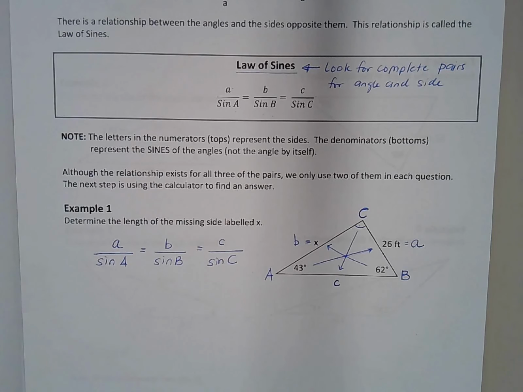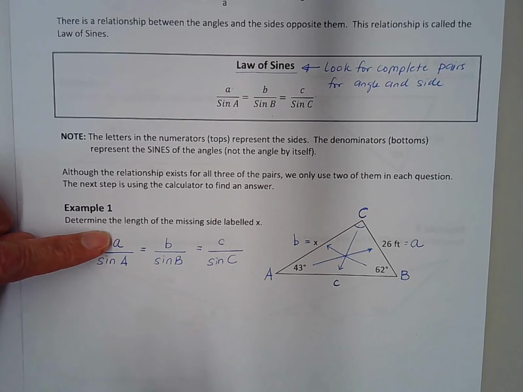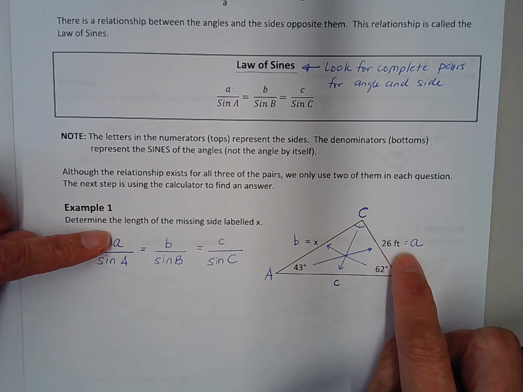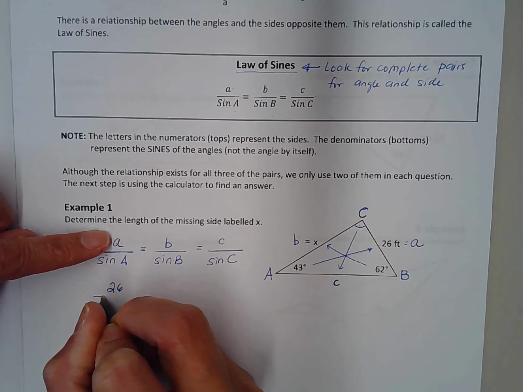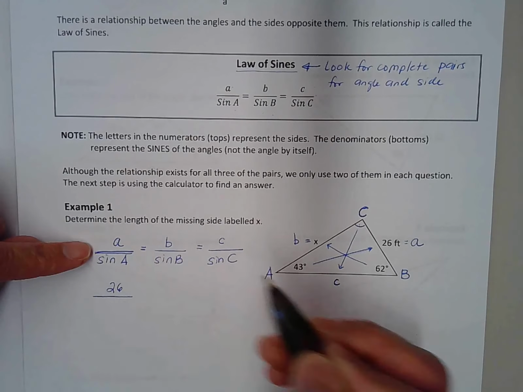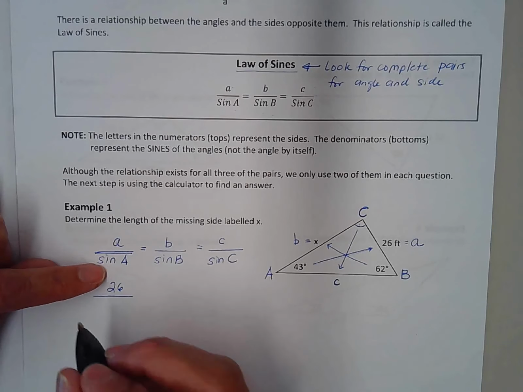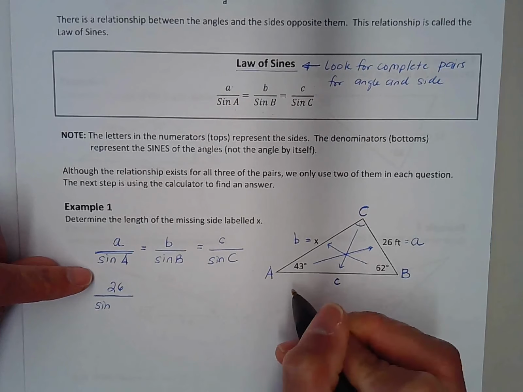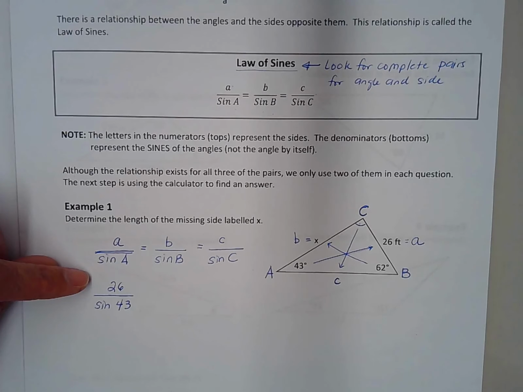Okay, so we know what formula we're gonna use. Let's just put the values in here. What I have A here. What should I replace A by? I see A is 26. I'm gonna put 26 here, divided by, because that's what that line is, divided by sine of angle A. So that's sine of 43 degrees. Is everybody okay with that piece?